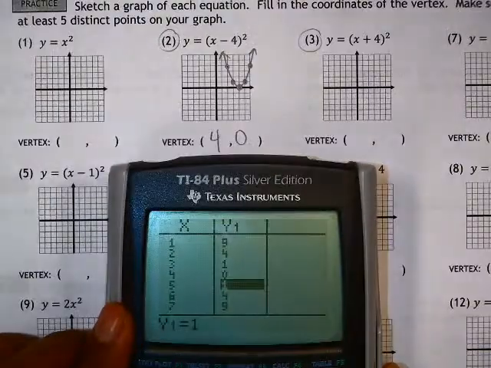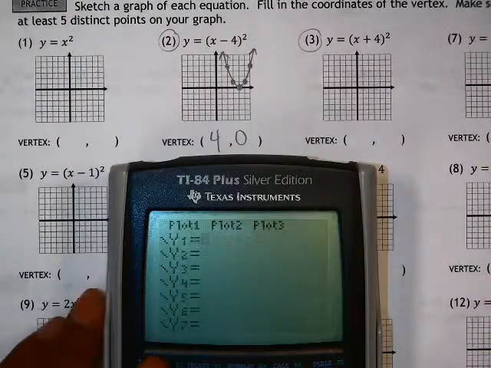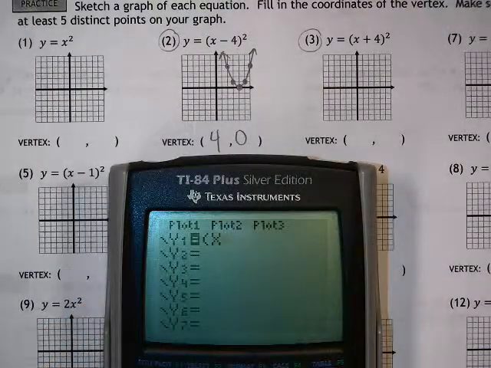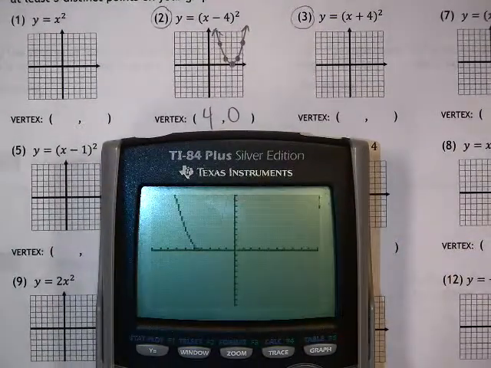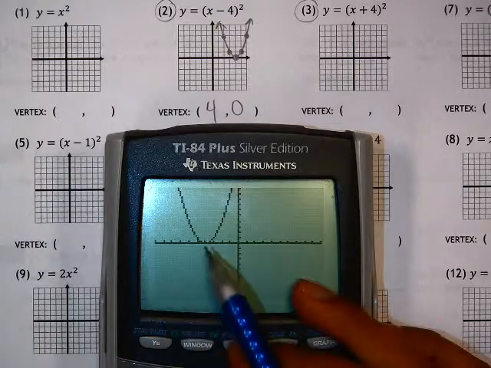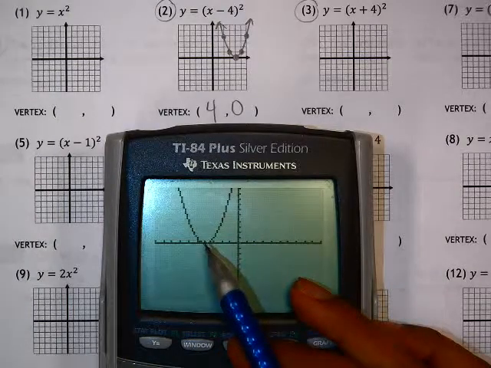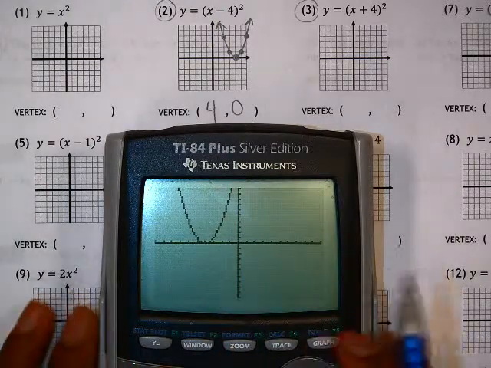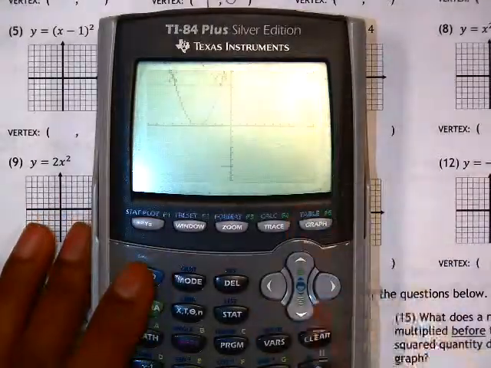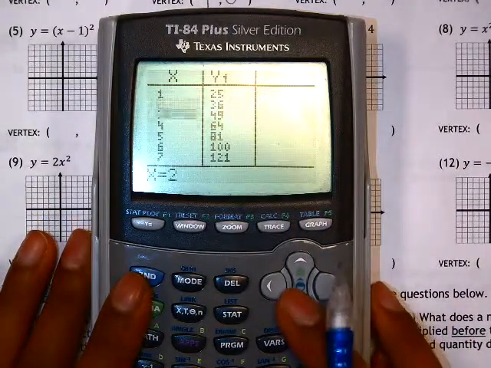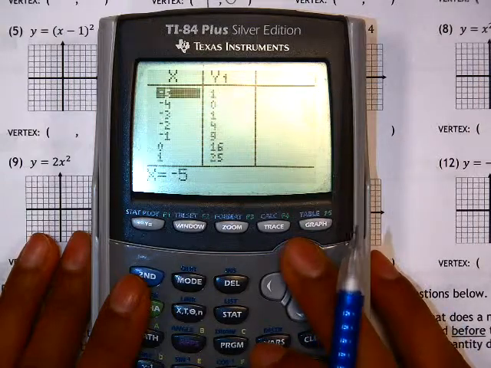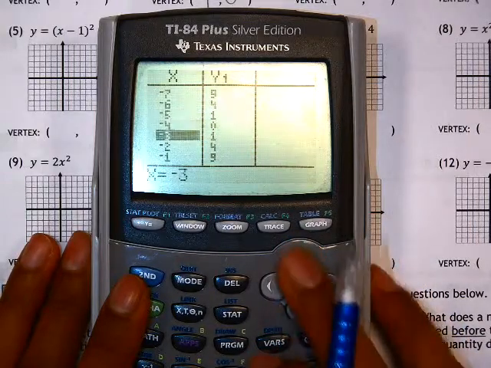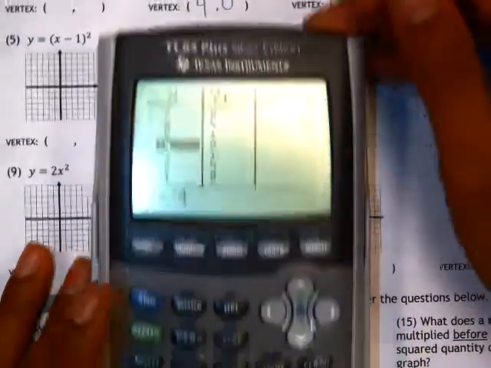All right, let's look at number 3. Now my equation is x plus 4 squared. And we can see that the vertex is right here around -4. Let's go to the table to get the exact points. Okay, we saw that the vertex was around -4, so let's verify that. Okay, so here the vertex is at -4, 0.